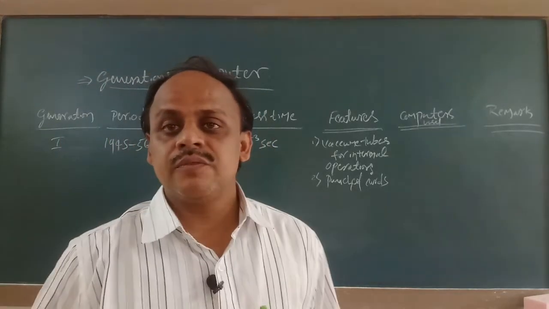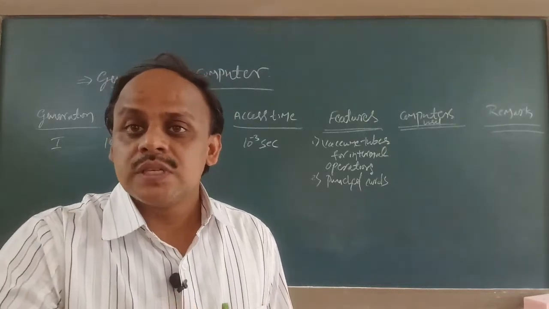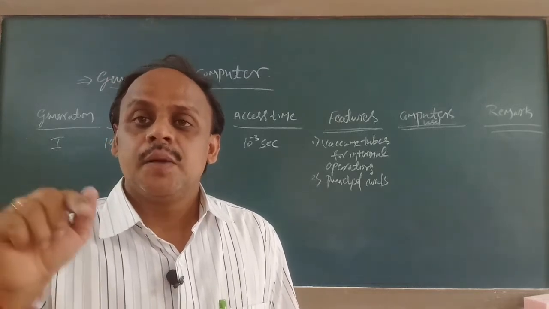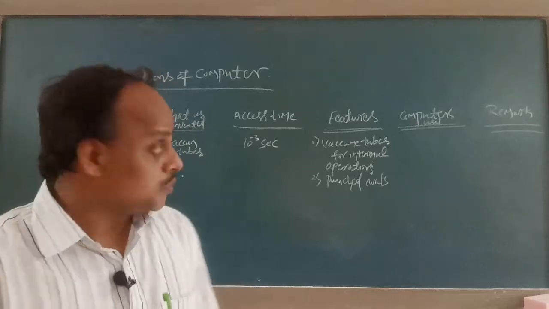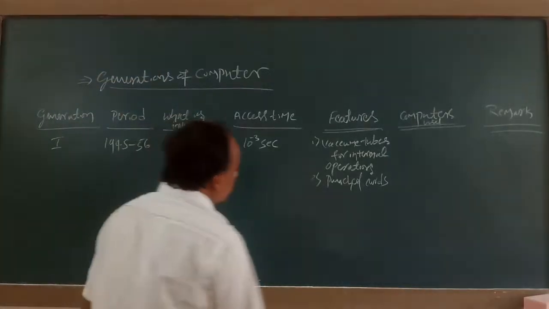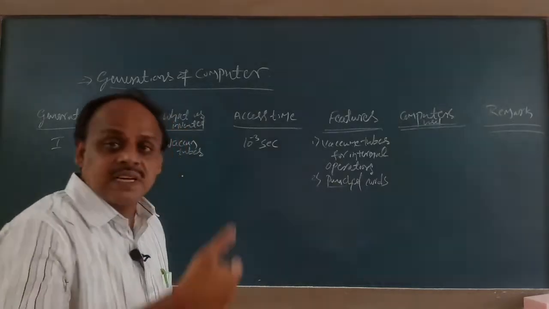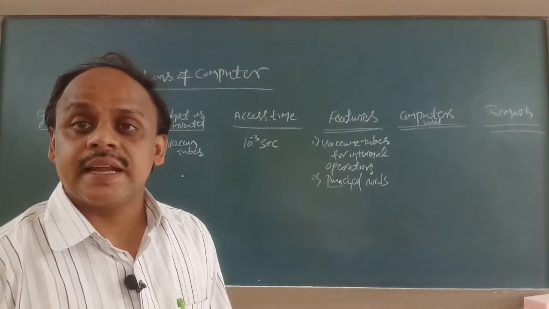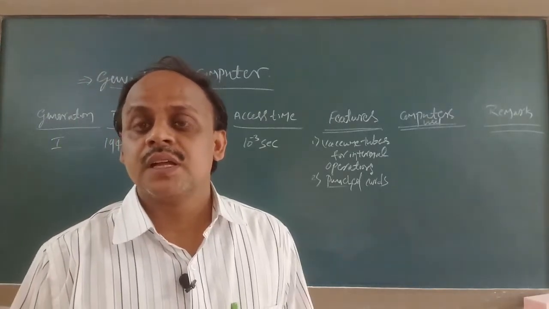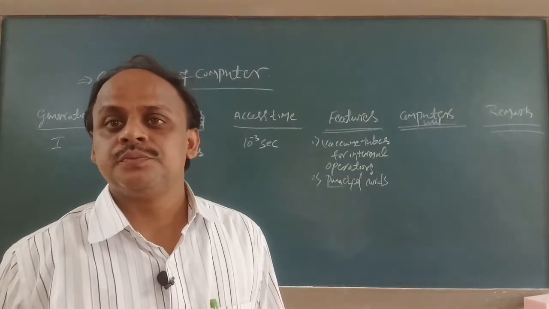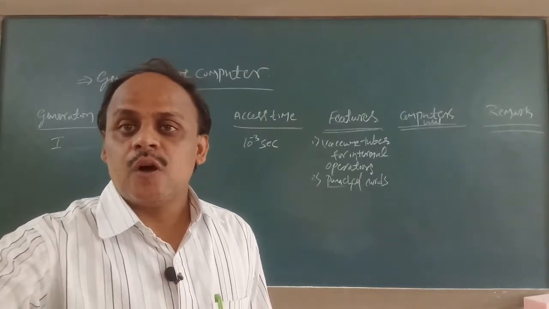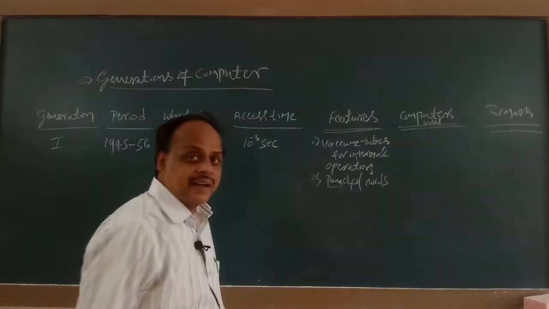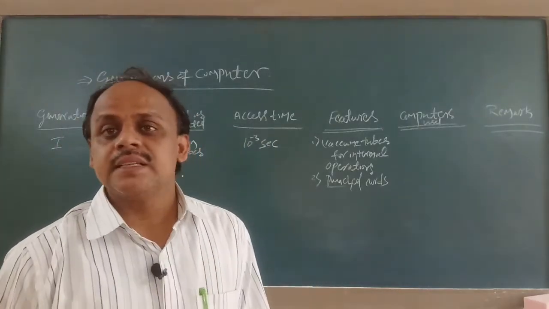Now for input and output operations we are using input devices such as keyboard, mouse, and for output purpose we are using printer, monitor, right? So in the first generation, for input and output operations, punched cards are used. When the computers were invented, the size of the computer was very big. Its size was around a room, and the punched cards used for input and output were also very big in size.